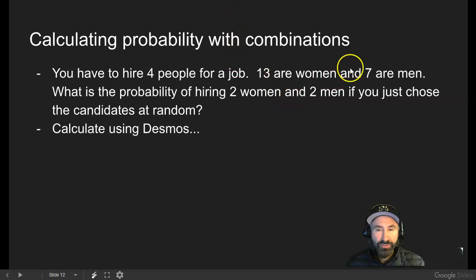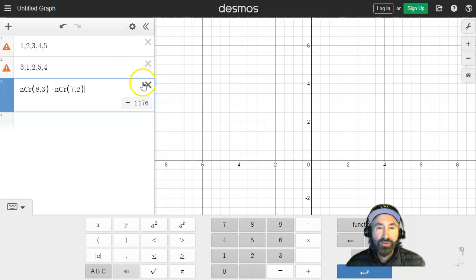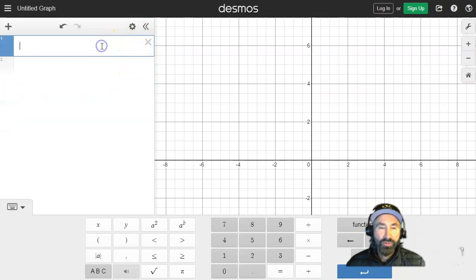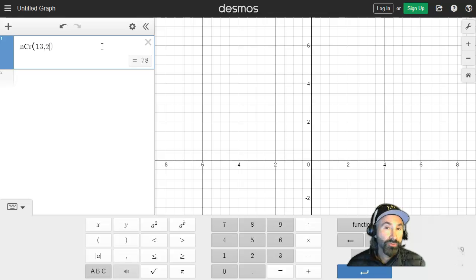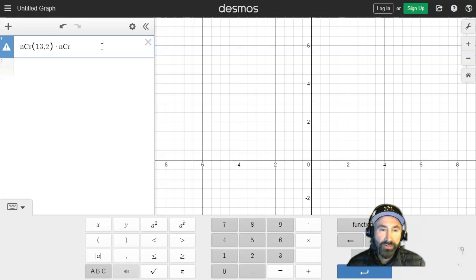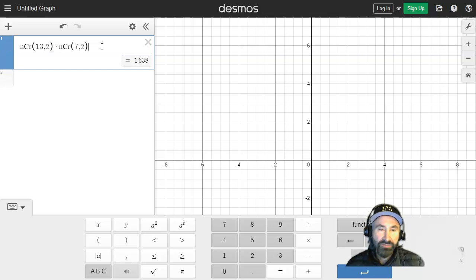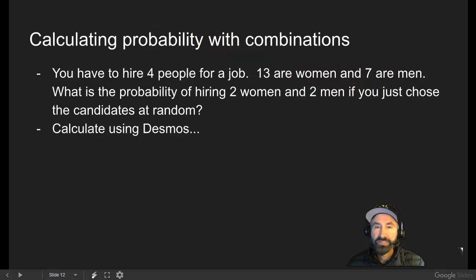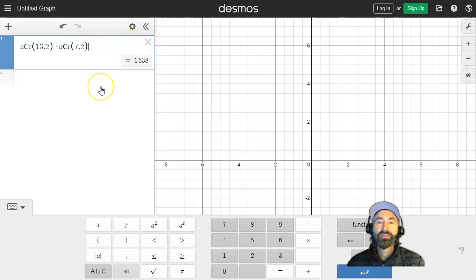So let's do the top of the fraction first. I'm going to go ahead and get rid of all this. And we're going to say nCr, choose 13, 2: 13 women, choose 2 of them, times, I'll put an asterisk, n, capital C, lowercase r, and there were 7 men, and how many ways can we choose 2? And again, I'll double check just to make sure that my numbers are right, 13 women, 7 men. So that'll calculate the number of ways that we could choose two women and 2 men from 13 women and 7 men. But we want to know probability.